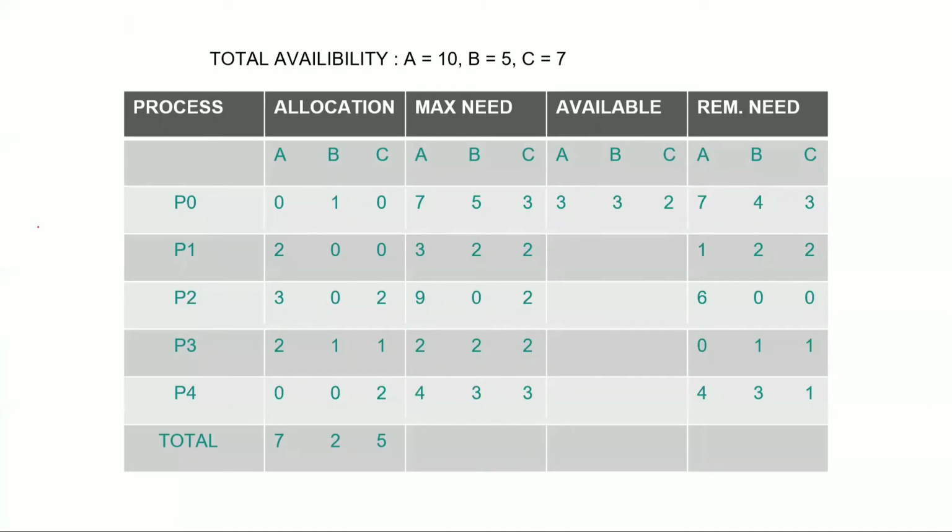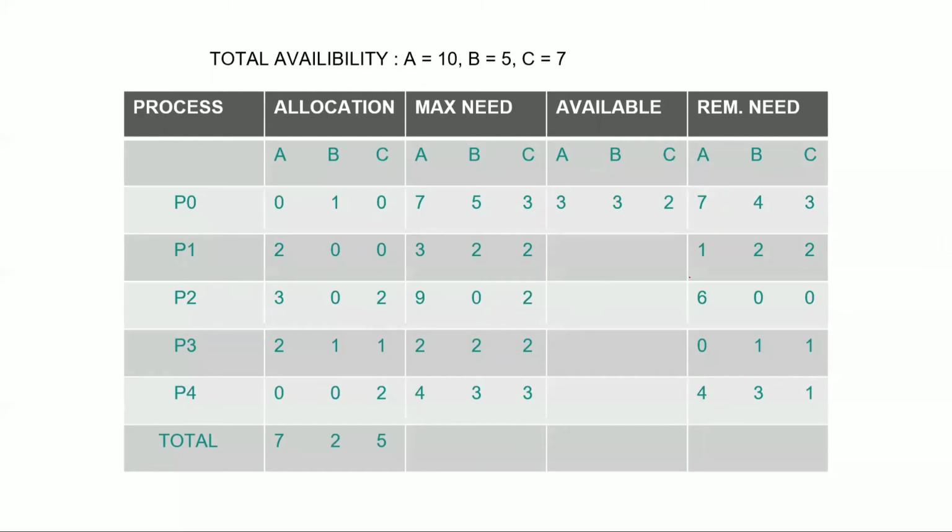Now let me explain what we actually have to do. We have to check if there is any sequence in P0 to P4 by which, if we execute the processes in that order, we will not face a deadlock situation. That means in our available resources, we have to accommodate, or fulfill, the needs of all the processes. If we could do that, then we won't face the deadlock. Otherwise, we will. So let us see how to do it actually.